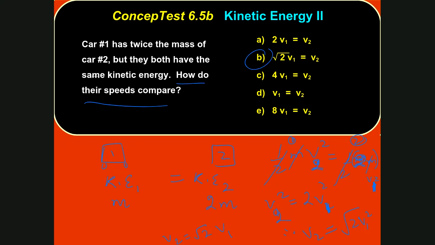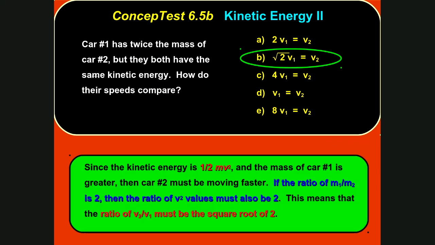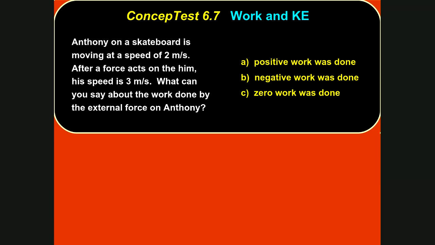So you can see the detail here. Just read this carefully. Car 1 has twice the mass of car 2. Car 1 over here, it's 2m. Okay, so check the solution, and it's explaining this here as well. Then let's go ahead with the next slide.